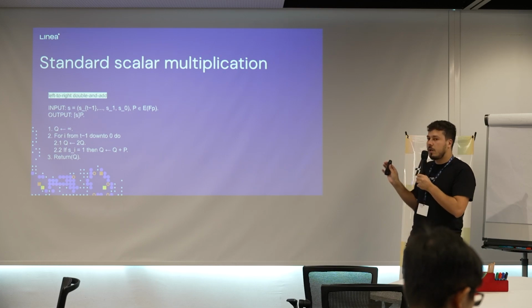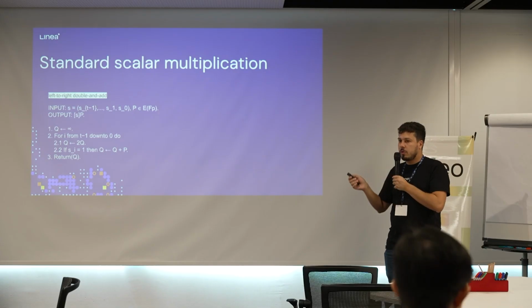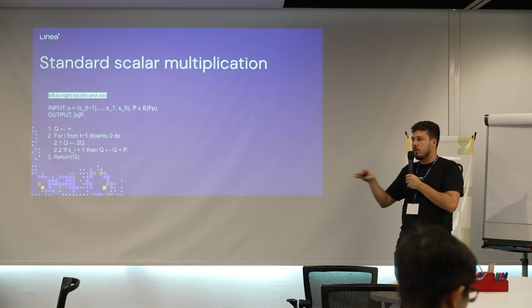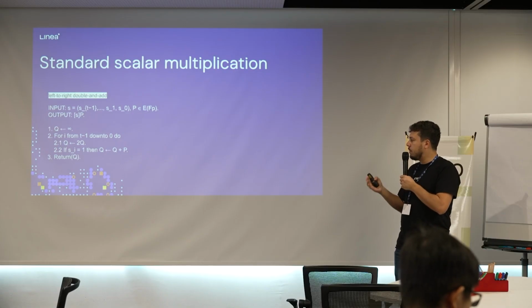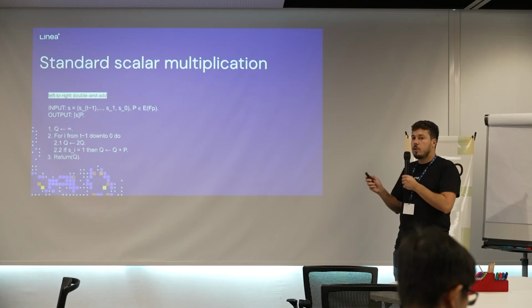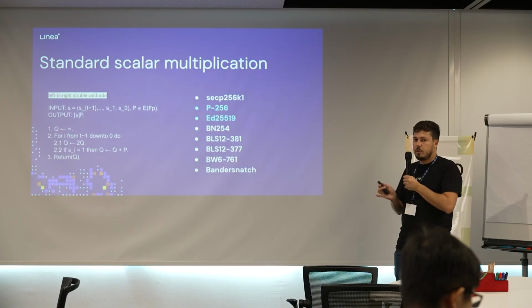There is the standard scalar multiplication, which is the double-and-add algorithm. You write your scalar in bits, and if the bit is 0, you double. If the bit is 1, you double and add. This is the most standard way to do scalar multiplication, independently of SNARKs. So if we remember our curves here, this works for all these curves, right? Because it's the standard way.